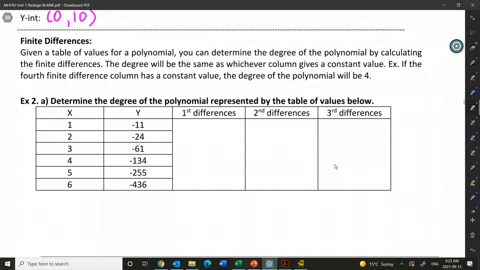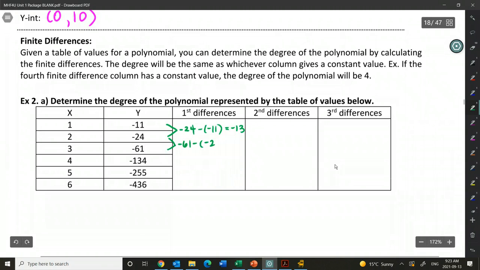So in order to calculate finite differences, this might be a bit of a recap for us, but I will use the y's to calculate finite differences, and I will always do bottom minus top. So in order to calculate the first finite differences, I will do the lower y minus the top y. Okay, and I will continue doing that all the way down here. Be careful with your negatives and positives because we have a bunch of negatives here.